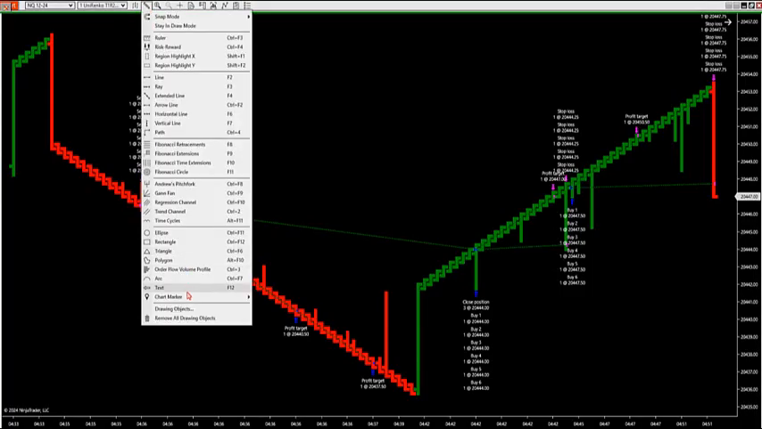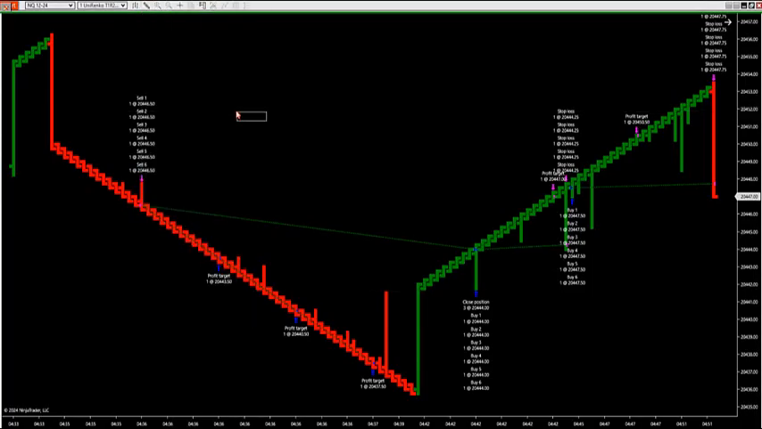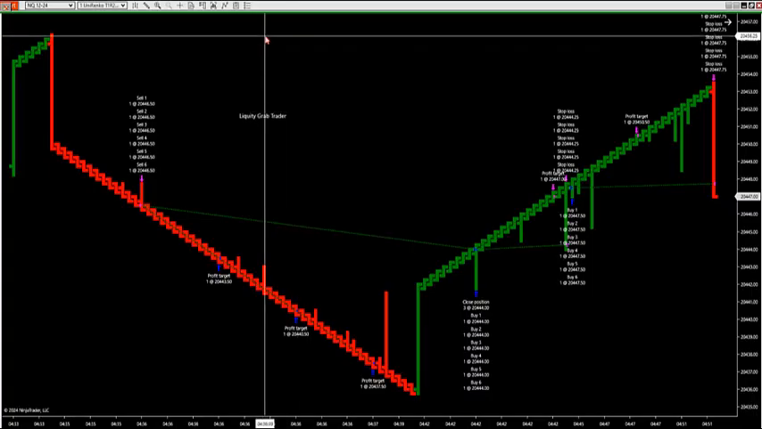Okay, let's go over this. So this is the new strategy that we're getting out to everybody in conjunction with what you guys already have. This is called the Liquidity Grab Trader. And I'm going to go over what it does.